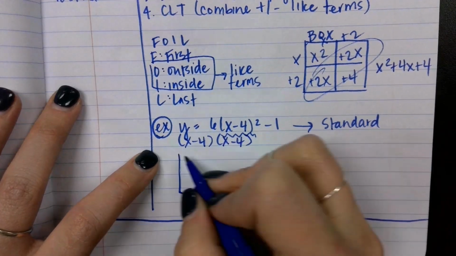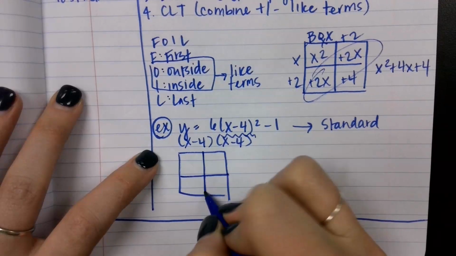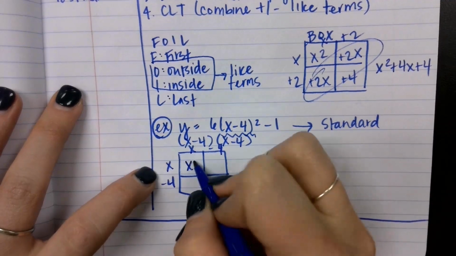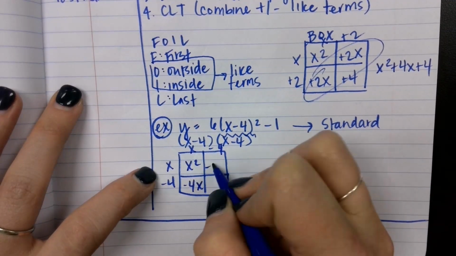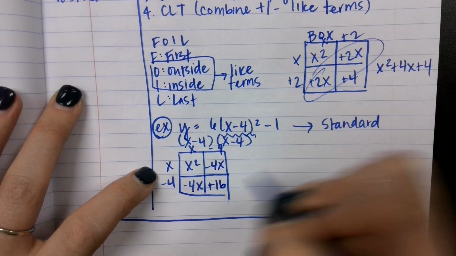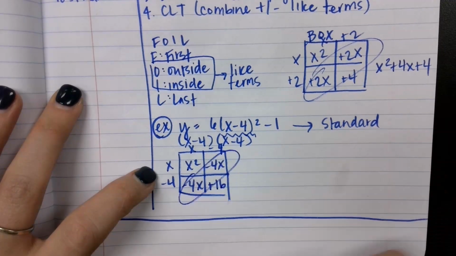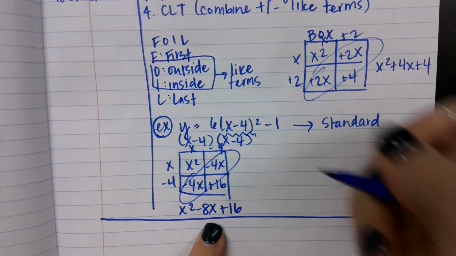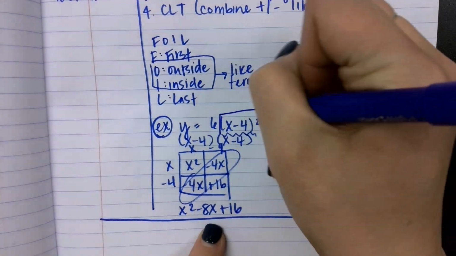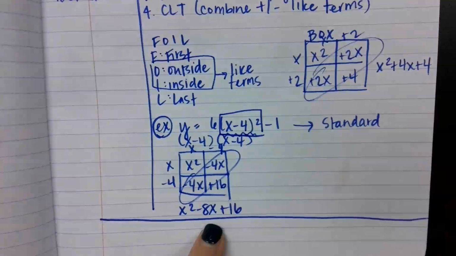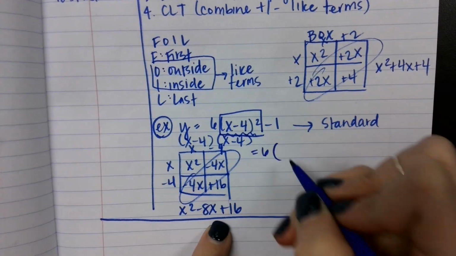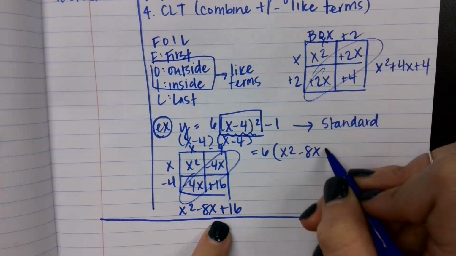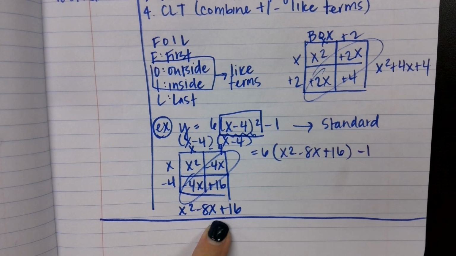First step, according to my steps, is to use FOIL or box to square the binomial, because x minus 4 squared is just x minus 4 times x minus 4. I personally like using box, so that's what I'm going to use here. X minus 4, x minus 4. Multiply: x squared, negative 4x, negative 4x, positive 16. Combine my like terms: x squared minus 8x plus 16.